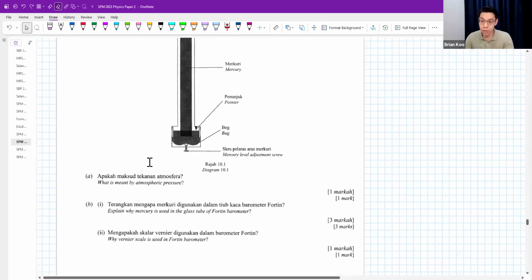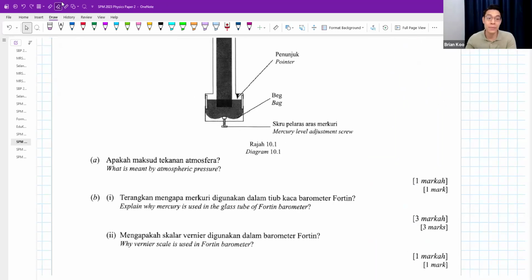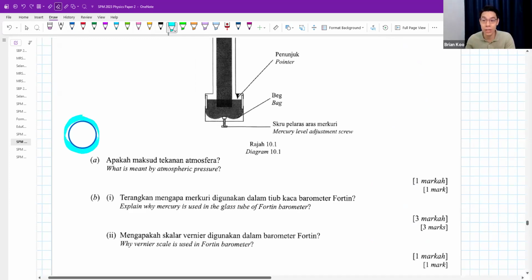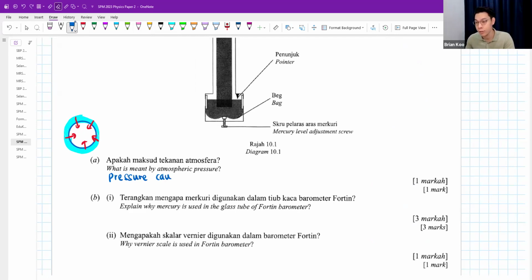Part A, what is meant by atmospheric pressure? Atmospheric pressure exists because there is a lot of air acting on the earth. Let's say this is the earth. All this air is pressing on the earth's surface because of gravity. That's why you have this atmospheric pressure. It is the pressure caused by the weight of air layers acting on the earth's surface.